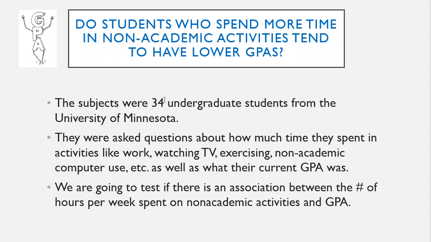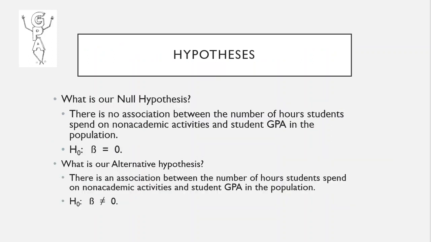How much time they spent on non-academic activities? Well, that is a quantitative variable. That's a number of hours. And then we asked them what their GPA was. That's a quantitative variable. So we got two quantitative variables. Each student has a number of hours, and they have a GPA. And so we can plot those data in a scatter plot, and we'll see what we get.